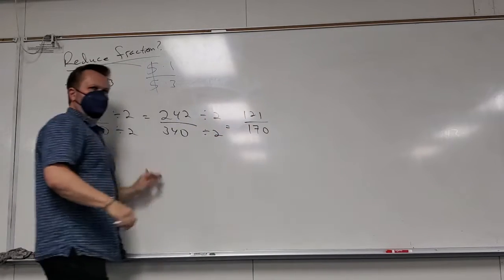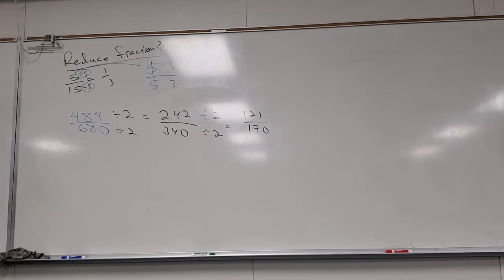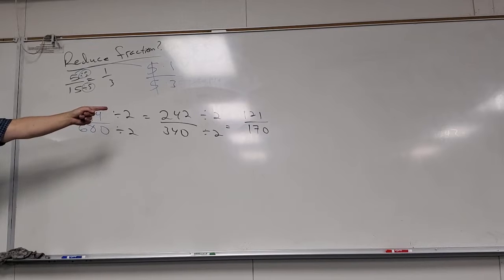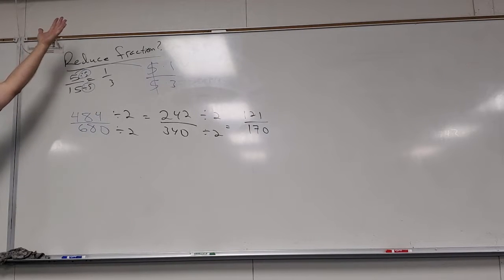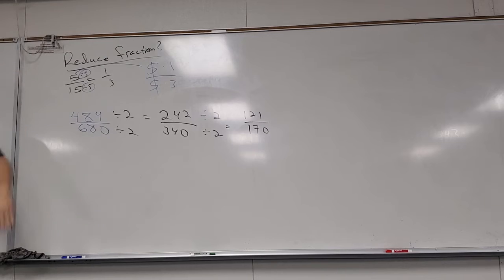170. I love it. Can anyone tell me what's the only number that goes into 121 besides 1 and itself? 11. And does 11 go into 170? No. What does that tell me? You're done, right? No number goes into the top and the bottom, so you're done reducing. I love it. All right, so we all know how to reduce fractions. Even if they're big things, you just do whatever you notice immediately, because then you're going to make them smaller, and you keep going. Okay, so we know this stuff.